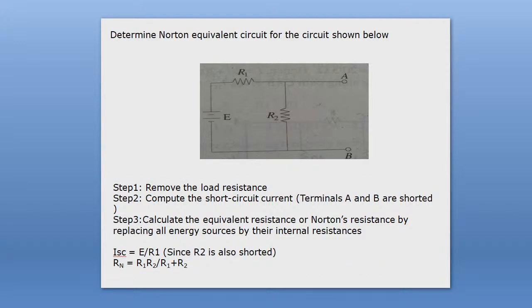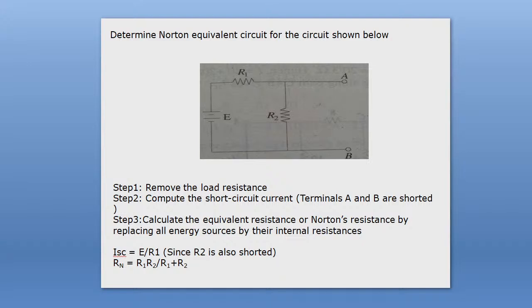So now you can draw the Norton's equivalent circuit by considering the short circuit current as a current source in parallel with Rn resistance, okay. So therefore, to draw the Norton equivalent circuit, or to obtain the current through any element or branch for a given circuit using Norton's theorem, or voltage, we will follow some steps.